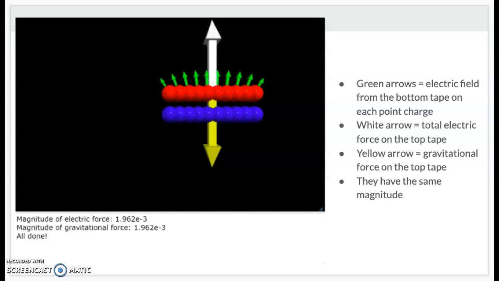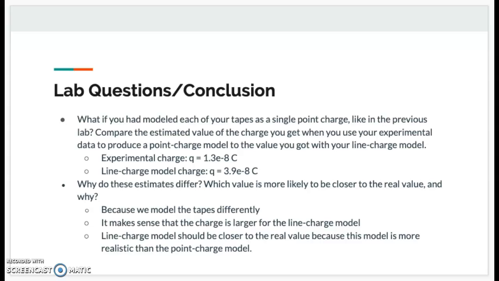So, what if I had modeled each tape as a single point charge like in Lab 1? Well, the calculated charge would have been equal to the experimental charge, which was calculated with the point charge model, so it would have been 1.3 times 10 to the negative 8th coulombs instead of 3.9 times 10 to the negative 8th coulombs. Why do these estimates differ?